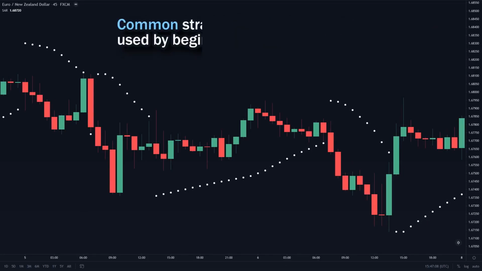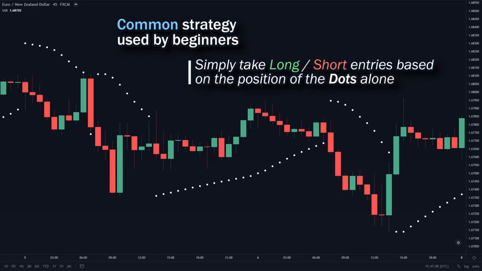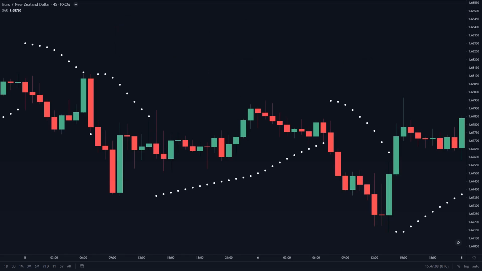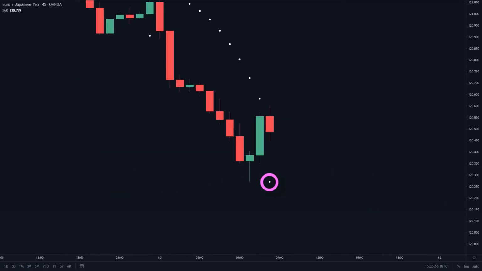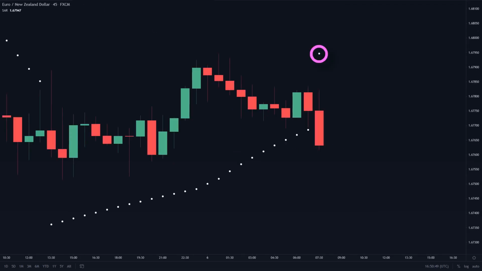Now, I'm going to show you the different strategies that you can use with the Parabolic SAR. So first, a common strategy that is often used by beginner traders is they simply take long or short entries based on the position of the dots alone. For example, when the dot switches to below the candle, they take long positions. And when the dot switches to above the candle, they take short positions.